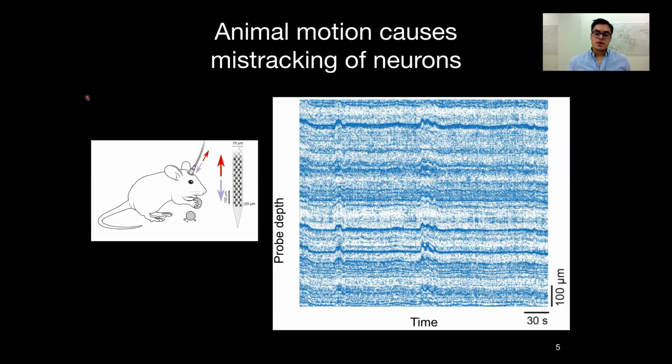But a significant problem in neural activity recording during behavioral tasks is that the animal motion causes microshifts in the positioning of the probe, which then causes a mistracking of neurons over time. And when you mistrack neurons, this reduces the number of neurons whose activity can be accurately characterized over the entire time course. So that effectively reduces the population size that you're studying.